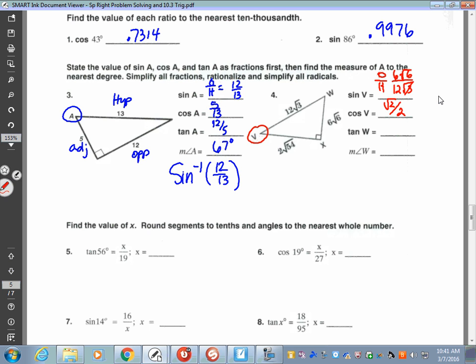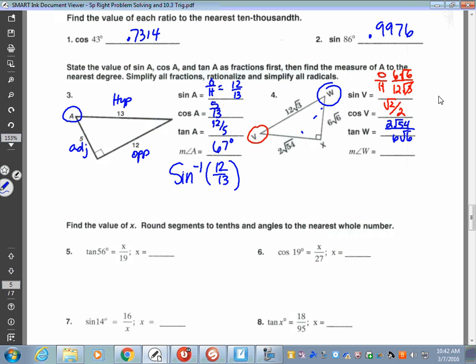Okay? You did it. All right, now they want the tangent of W. So now we're looking at the different angle. How do we do tangent? Opposite over adjacent. So the opposite would be 2 root 54 over 6 root 6.